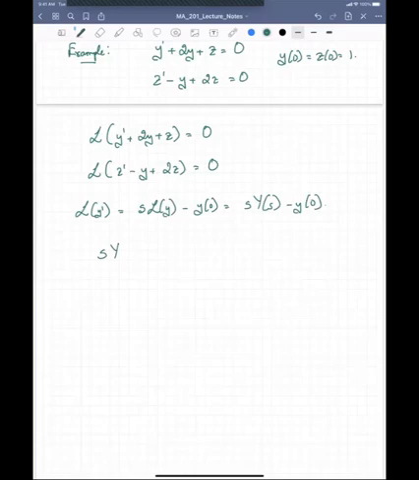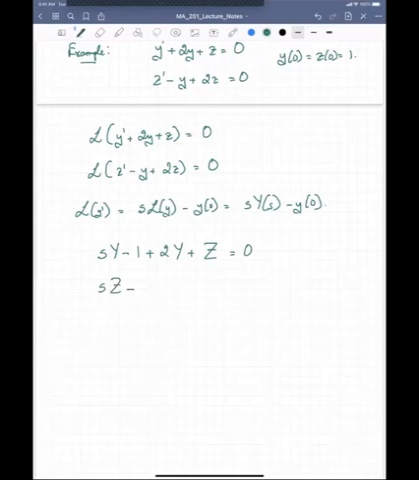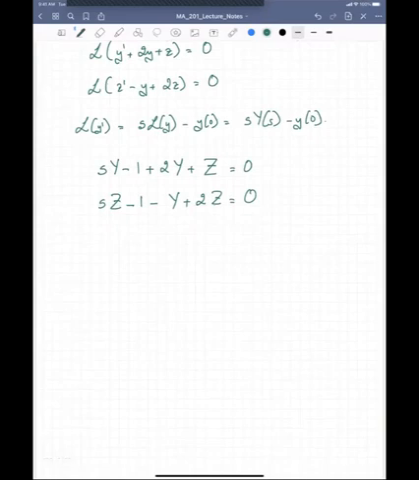The first equation becomes an algebraic equation: s times capital Y minus y of 0, and y of 0 for us is 1, plus 2 times the Laplace transform of y plus the Laplace transform of z, which using the same notation I will write as capital Z, equals 0. The second equation becomes s times capital Z minus z at 0, which is also 1 for us, minus capital Y plus 2 times capital Z equals 0. Now I can clean this up by writing the first equation as s plus 2 times the Laplace transform of little y plus the Laplace transform of little z equals 1, and minus the Laplace transform of y plus s plus 2 times the Laplace transform of z equals 1.